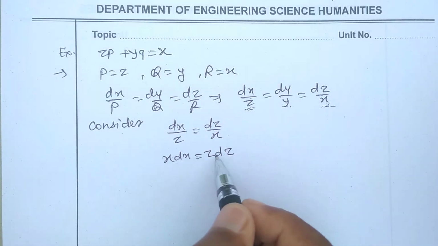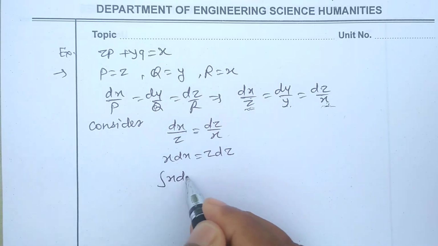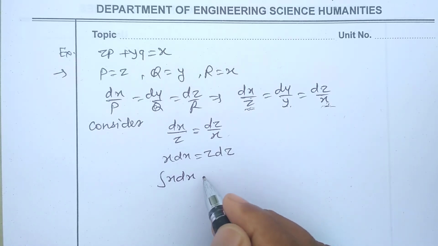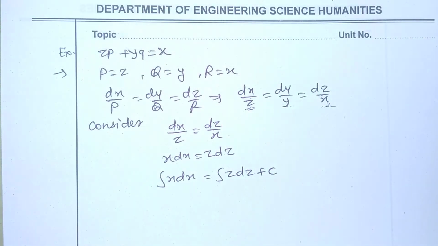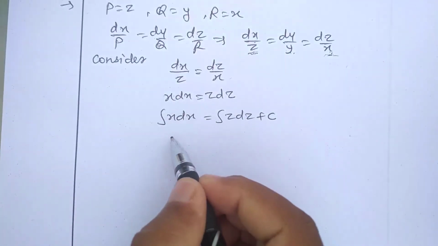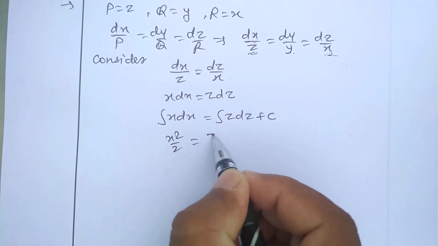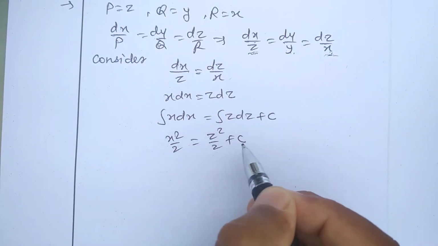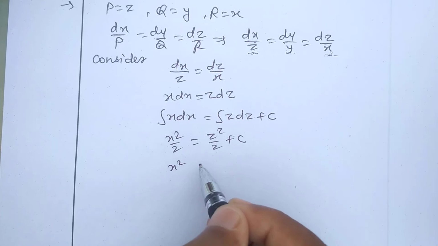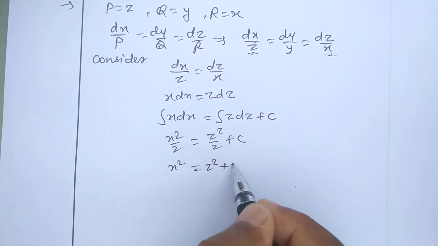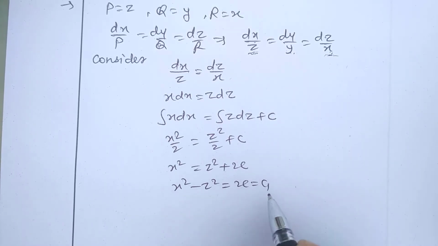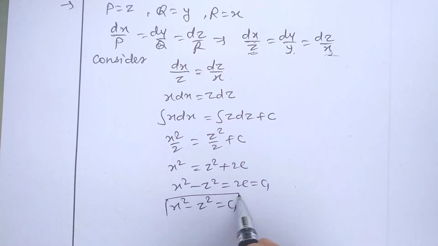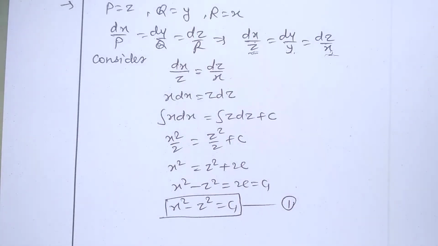On integrating, because this is in variable separable form, so integration of x dx equals integration of z dz plus some constant c. Then integration of x is x square by 2 equals integration of z, which is z square by 2, plus c. Multiply by 2, so you will get x square equals z square plus 2c. That can be written as x square minus z square equals 2c or c1. So our first solution is x square minus z square equals c1. That is our first solution.